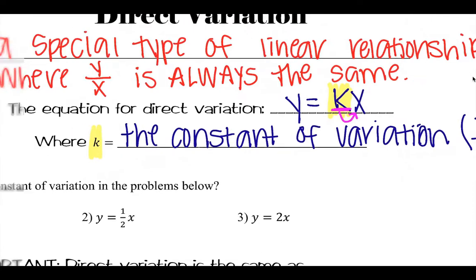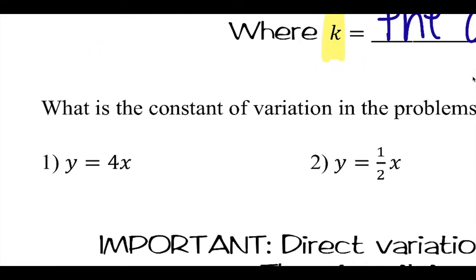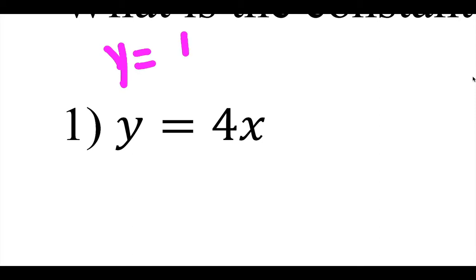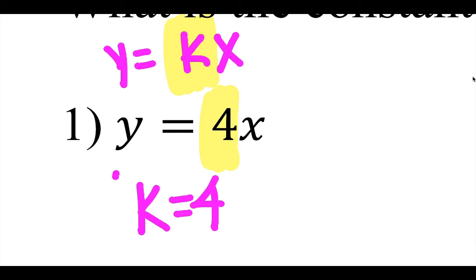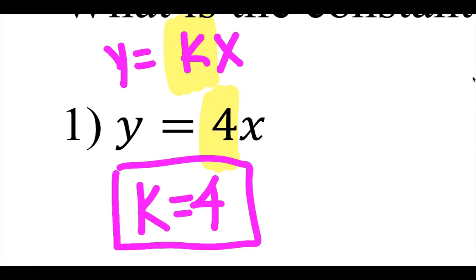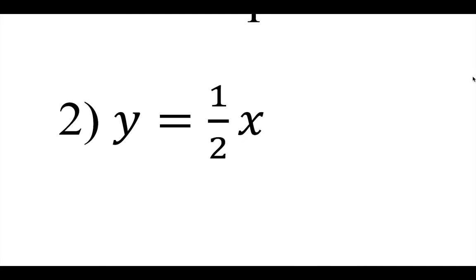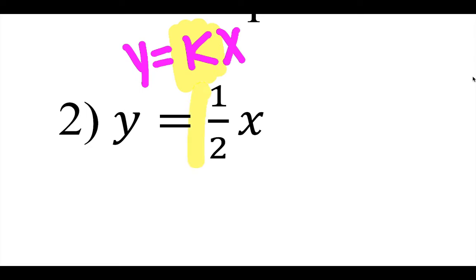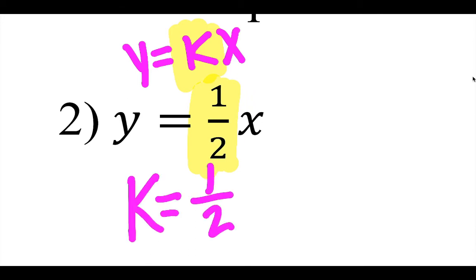So if I look at these, it's asking for what is the constant of variation in the problems below. So remember, it is y equals kx. It's looking for the constant of variation, which is my k, the number right next to my x. Well, 4 is the number right next to my x. So the k, or constant of variation, would be 4 for this problem. Super simple, right? Not bad. We'll look at number two next. Again, y equals kx is the equation. I'm looking for k, whatever number is next to my x, which would be 1/2. So in this equation, my k, my constant of variation, is 1/2.